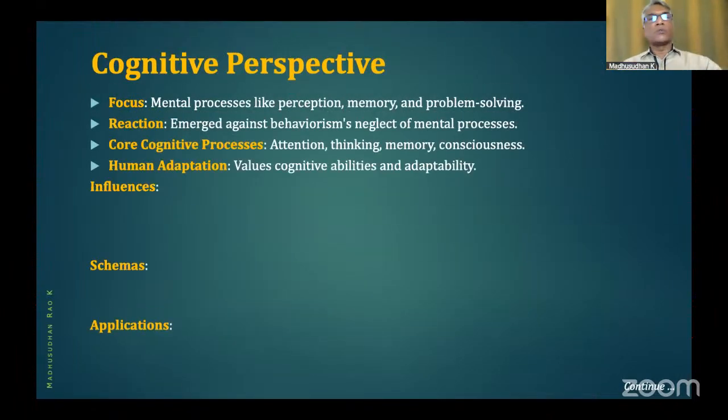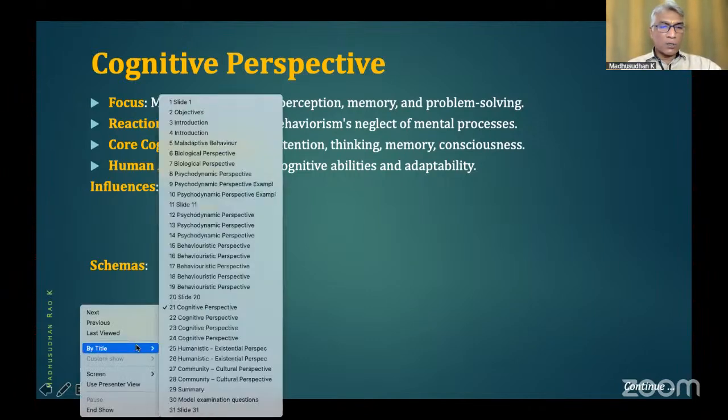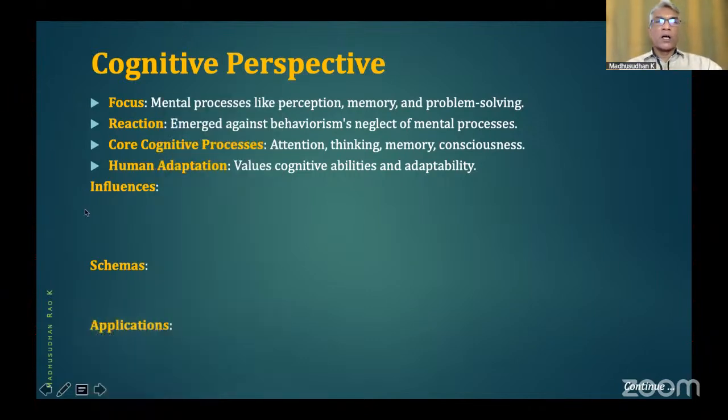A cognitive perspective. Time is running out. Okay. So the cognitive perspective says mental processes like perception, memory, and problem solving emerged against behaviorism, as they were neglecting the mental processes. So the core cognitive processes are attention, thinking, memory, and consciousness. It values human adaptation, cognitive ability and adaptability.